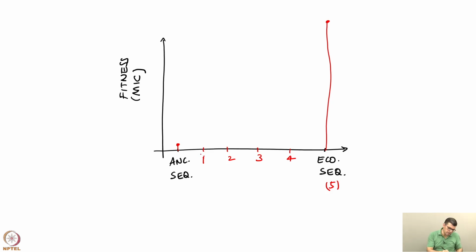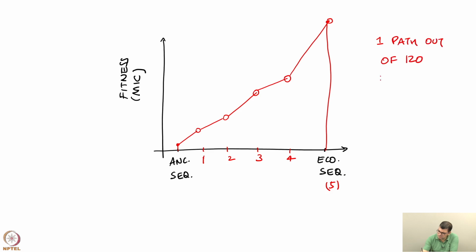So, let us imagine that we have a particular path which is like this. In this particular path, this is the strain which carries one mutation, this is the strain which carries two mutations, and on top of this one more, and on top of that one more, and then one more, and finally the 5 mutation sequence. And corresponding to each strain, I have the MIC values. So, what we are seeing here is just one path out of 120 possible paths.